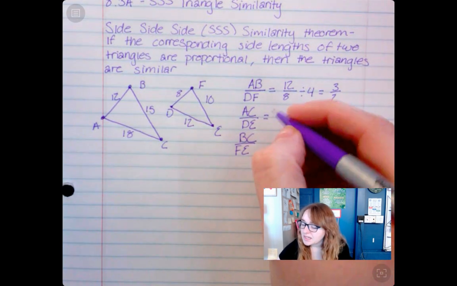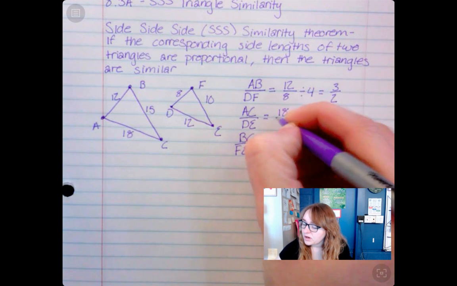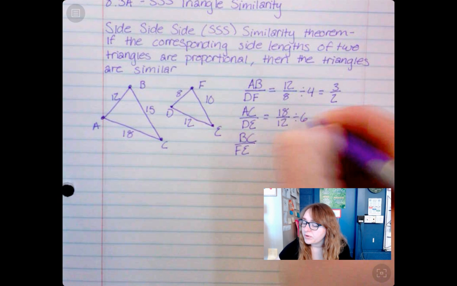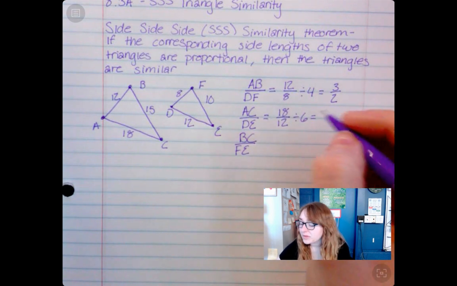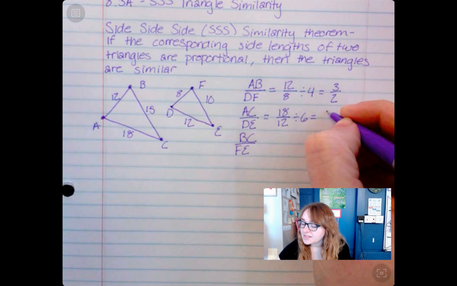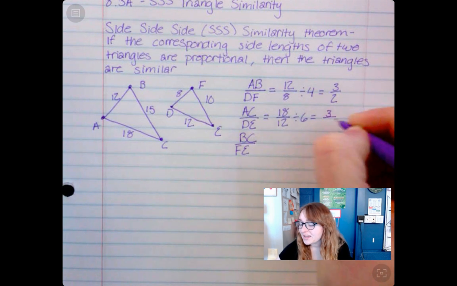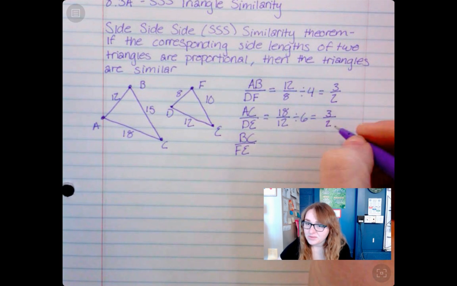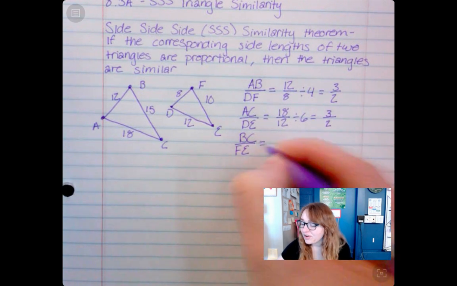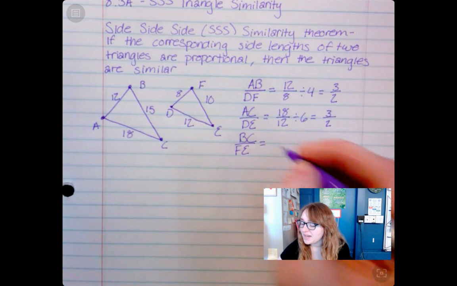So AC is 18 units long. DE is 12 units long. We're going to reduce by our greatest common factor, which in this case is 6. 18 divided by 6 gives us 3, and 12 divided by 6 gives us 2. Okay, so these match. That's a good sign. Let's check our third pair of sides here.